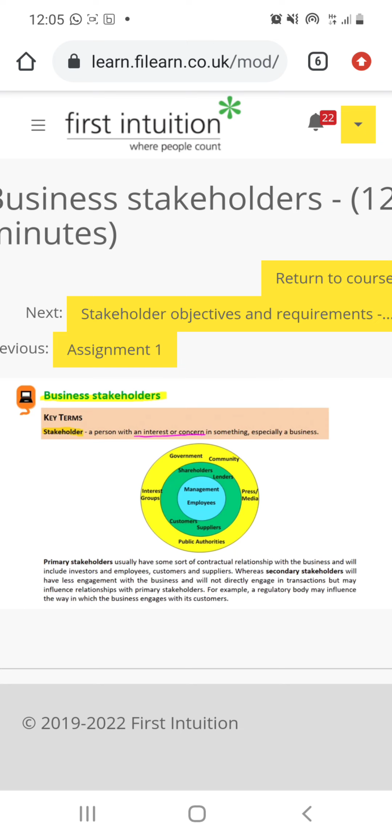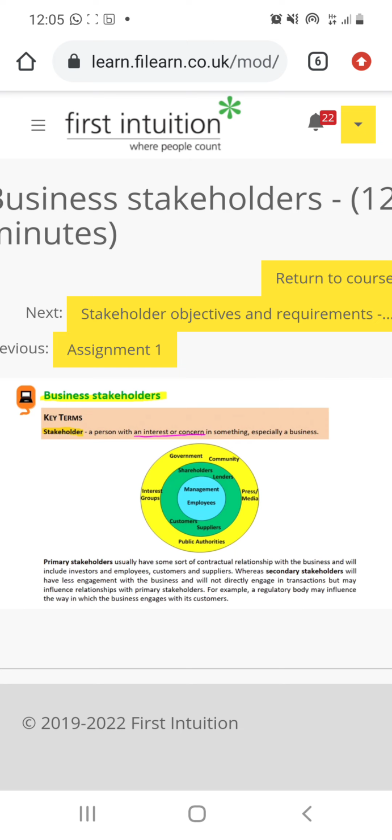In the yellow section, we have our external stakeholders. We might have press or media who have an interest in the organisation. We have the community surrounding the organisation, the government who are interested in the taxes and the profitability of the organisation. Interest groups would cover groups such as environmental pressure groups, and we have the public authorities such as councils.